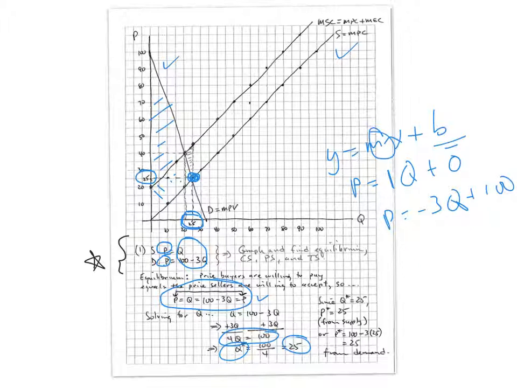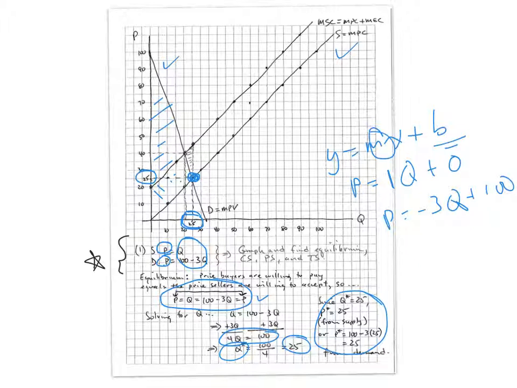Once we've gotten the Q equals 25, we can plug it into either the supply or the demand relationship, and we can then solve for the unknown price. I like to look for the easier equation to use. In this case, it's the supply, where it's P equal Q. So if Q equals 25, P equal 25, and we have our equilibrium price.